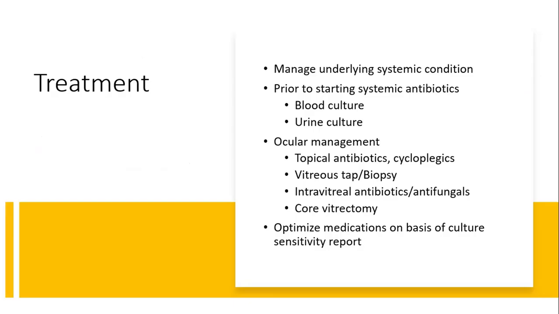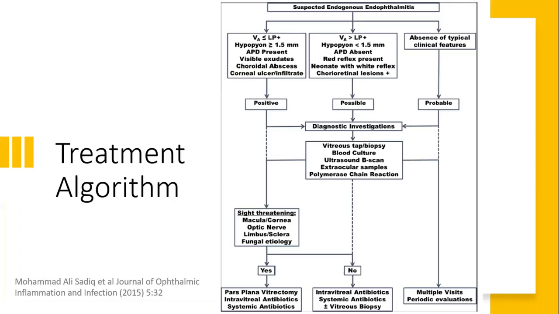So the first treatment here is you have to manage the underlying systemic condition. It is good to have urine and blood culture samples, and these should be collected before starting the antibiotics. So that is important. Otherwise, the sisters will immediately give the antibiotic, but will forget these. And the rest of the treatment proceeds as we have been discussing since morning, and optimize the medications according to culture sensitivity. The management of endophthalmitis proceeds.